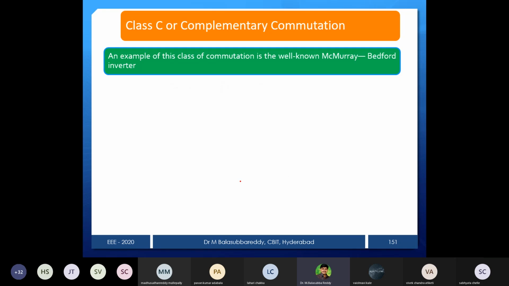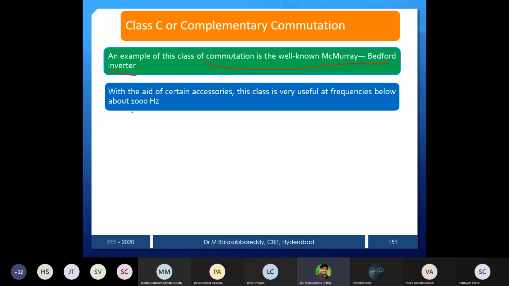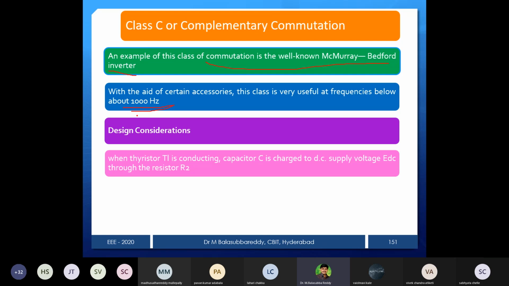And now, this will be used in the McMurray Bedford inverter. This is one of the inverter types, like the series parallel inverter, where a commutation circuit is required. That's why in the McMurray Bedford inverter complementary commutation is required. And this can be used up to 1 kilohertz of frequency operation. And for design consideration, you can see what the C is.